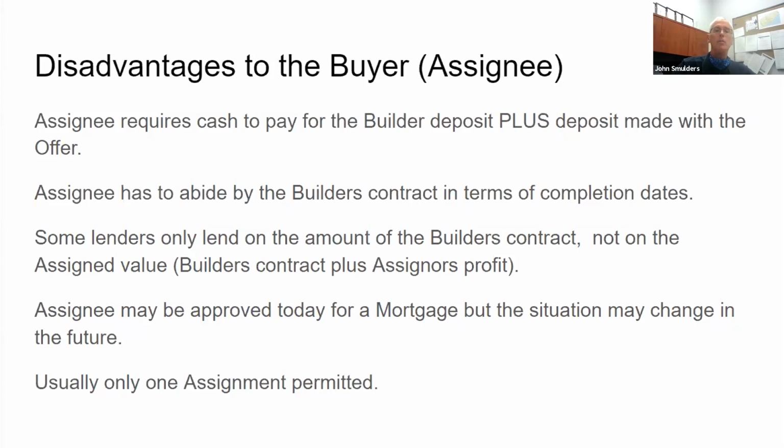So if you have a good buyer, a good assignee, and they go to a mortgage broker, and the mortgage broker says, no, we can only lend on the builder's contract, don't think that that's the way it is with everybody. There are lenders out there that will lend on both. Sometimes the lender, of course, will charge an extra 0.25, 25 basis points, to have that privilege of lending for the assignor's profit, basically. But don't be discouraged if the first mortgage broker says no.